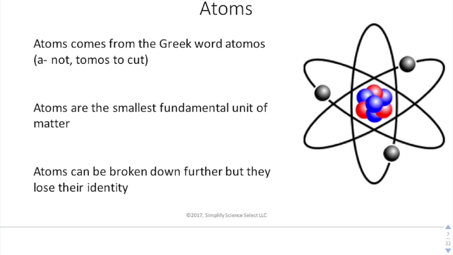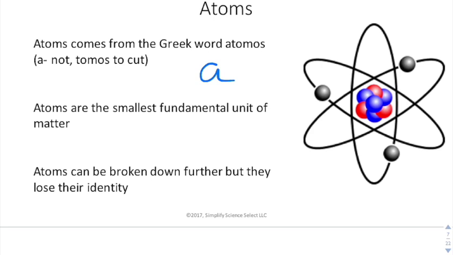So atoms. The term atoms comes from the Greek word atomos. A means not. So whenever you put a in front of something, it means not. And then tomos means to cut. So whenever you say atomos, it means you cannot cut it. So because of that, the atom is a philosophical idea that you eventually reach the point in which you can no longer cut something in half.